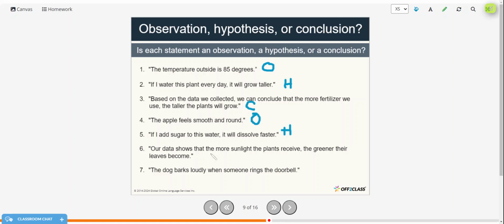Our data shows that the more sunlight plants receive, the greener their leaves become. That's a conclusion, again, because it's supported by data. And the dog barks loudly when someone rings the doorbell. That's an observation.